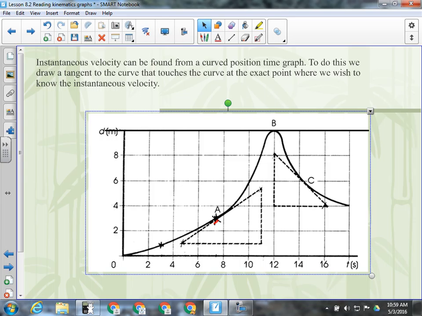So that's the kind of analysis or interpretation that you're going to be required to do when given a graph. Okay? Rarely are you ever going to be asked to do the math of calculate the instantaneous velocity, but it's important that you see how that affects it here.